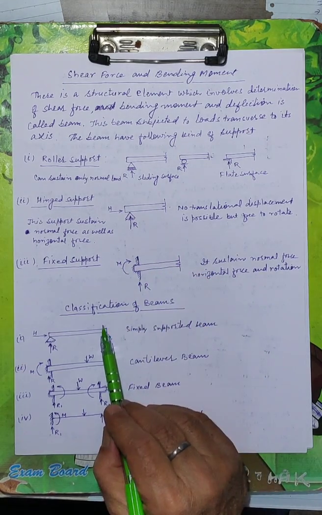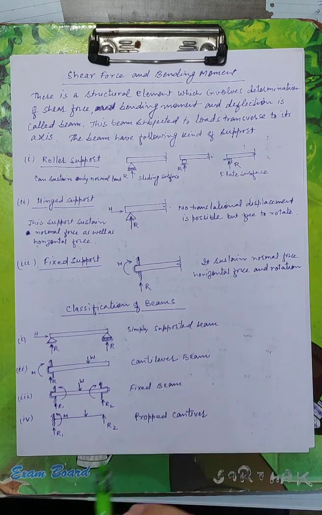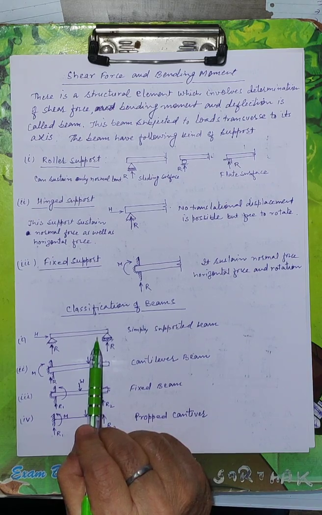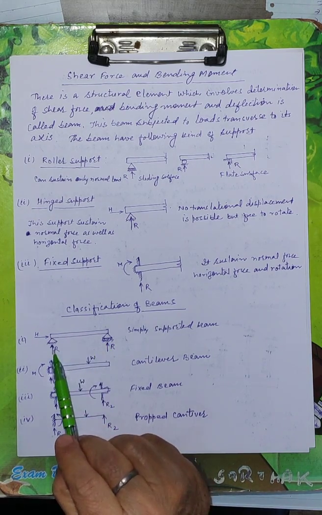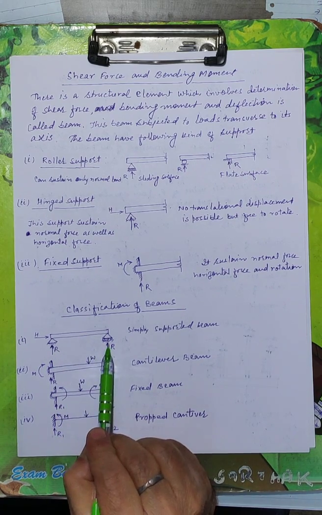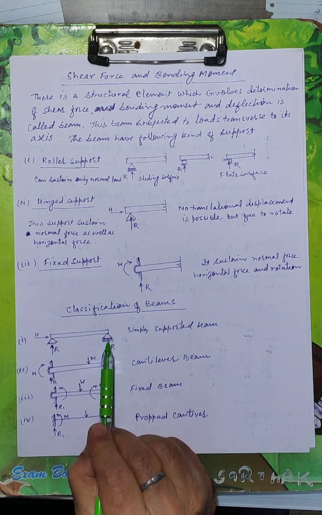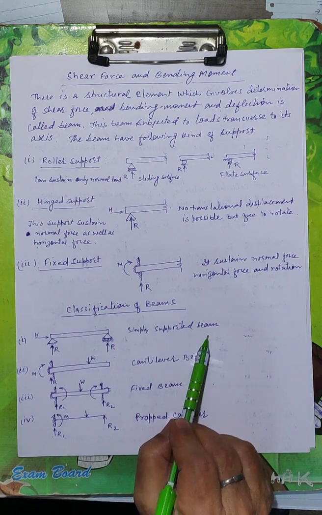Now, we will study the classification of the beam. When a beam is having both the supports roller, or one support is roller and other support is hinge, this beam is called simply supported beam.